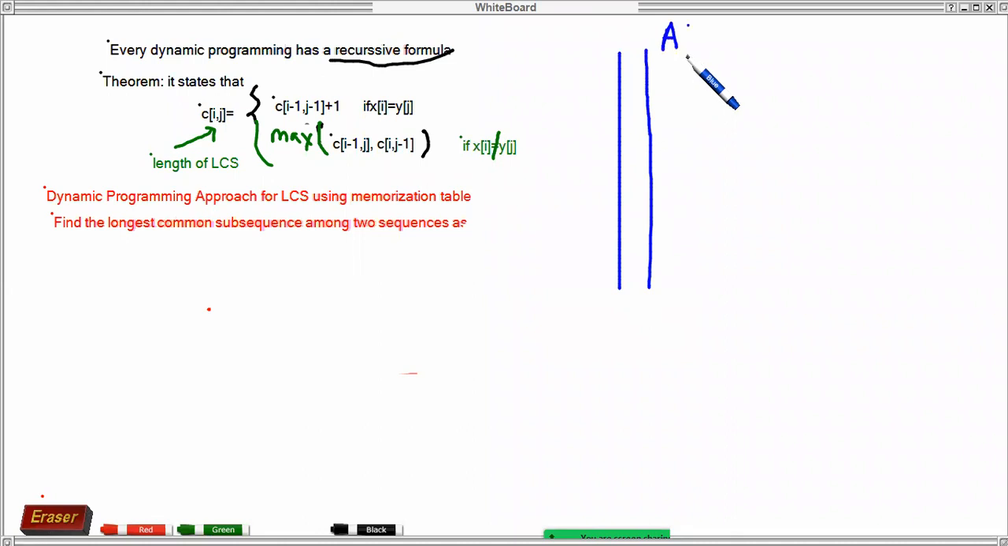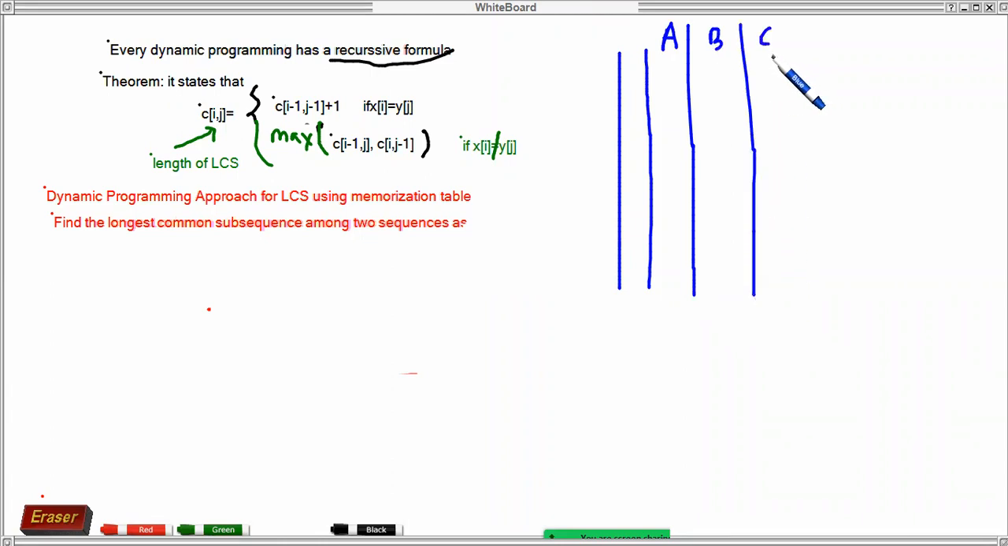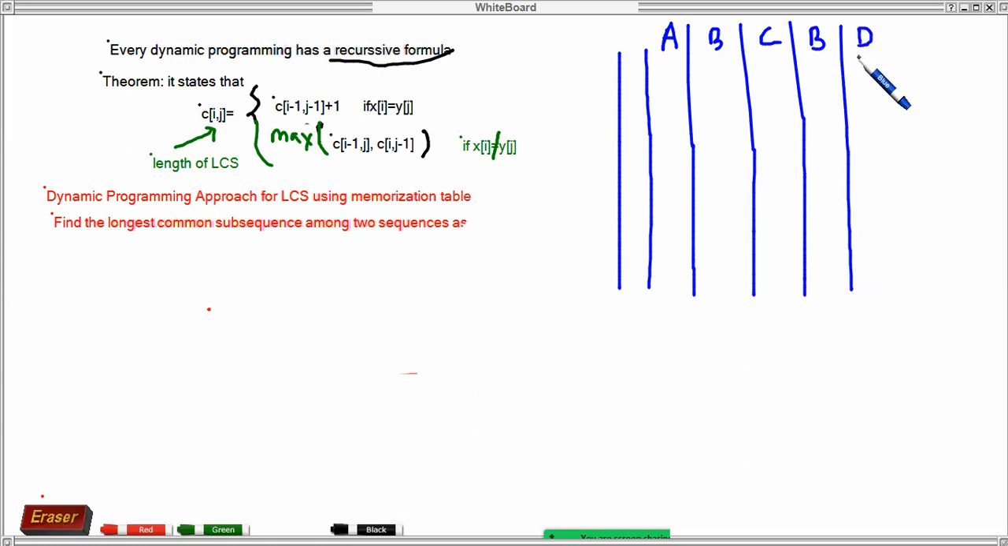A, B, C. If it is B, then it will be D. If it is your A, then your B. Okay.